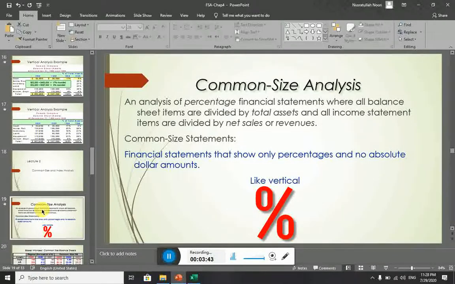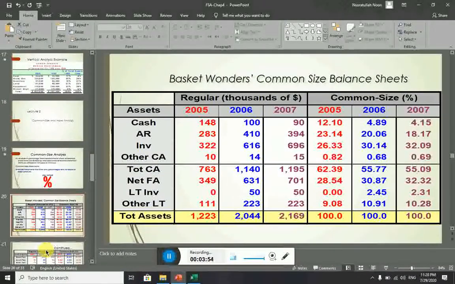We'll also use the same formula that we used for vertical analysis, and we'll prepare a common size balance sheet. So let me show you what a common size balance sheet looks like. This is a common size balance sheet. You can see these are the regular thousands: 148,000, 100,000, 90,000, 283,000, 410,000, 390,000. There are 3 years taken here: 2015, 16, and 17.